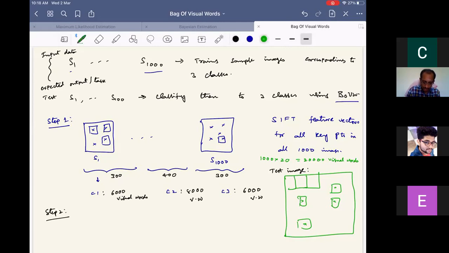In the second step, what we need is code words, or representative visual words, for each class. Okay, from these 6,000 visual words, assume that I wish to get probably 60 visual words here. Sorry, 60 code words here. Okay, and then here I want to get 80 code words and here also 60 code words.